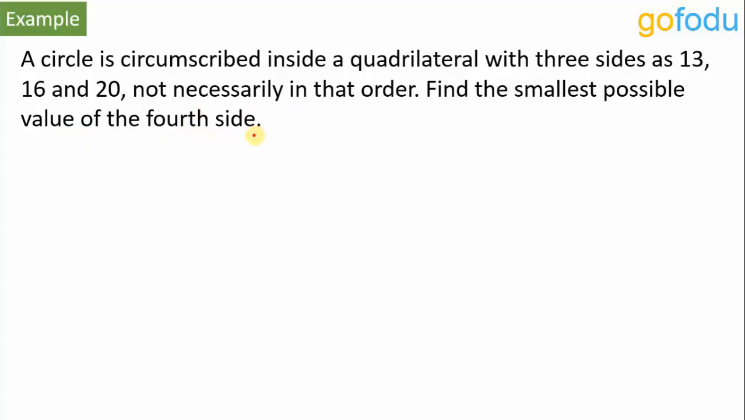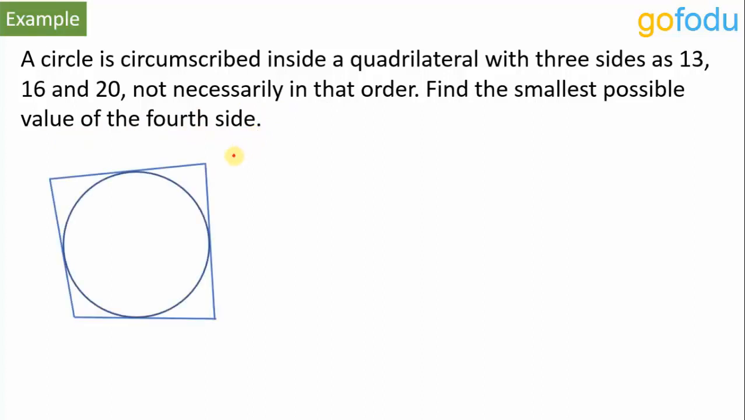We are talking about a circumscriptable quadrilateral, okay, like this. So two pairs of opposite sides should have equal total length. So if I put these sides as 13, 16 and 20, and this is the unknown fourth side, x. Two pairs of opposite sides should have equal total lengths. So 16 plus x is equal to 13 plus 20, and x comes out to be 17.